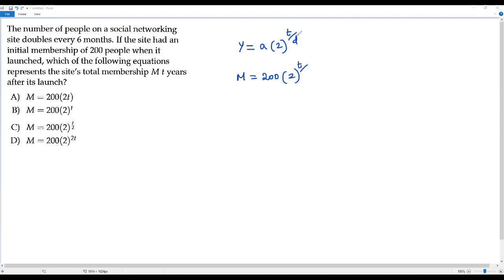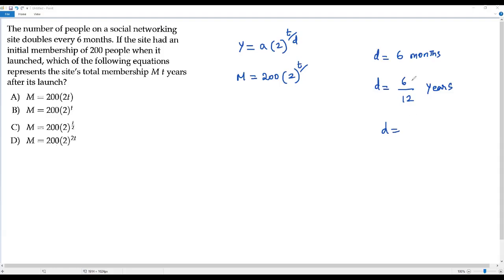And here d is the doubling time in years. So we have the doubling time in the question, that is, the number of people on the site doubles every 6 months. Here the doubling time is given in months, but we need the doubling time d in years. So d is equal to 6 months according to the question. So we have to convert the months to years. For that, I have to divide this 6 by 12, because we know that 1 year equals 12 months. When I divide the number of months by 12, automatically it will become years.